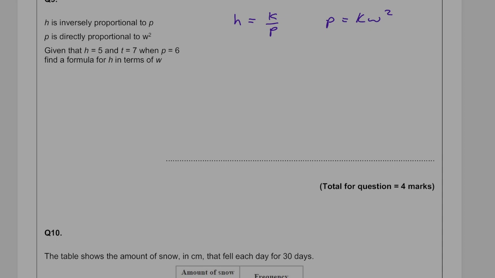Question 9. H is inversely proportional to P, so H is equal to K over P. Q is directly proportional to W squared, so P is equal to KW squared, just to start me off. Okay, and we want to, given that H is equal to 5 and, oh gosh, that's poor on my behalf. That should be W. So I've messed up there with that formatting. Sorry about that. Right, so let's start that off.